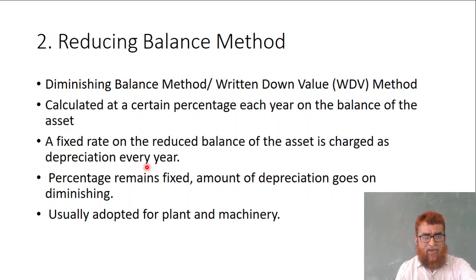So a fixed rate on the reduced balance of the asset is charged as depreciation every year. So the percentage remains fixed. The percentage of depreciation for all the years throughout the life of the fixed asset will be the same. It is a fixed percentage. But the amount of depreciation goes on diminishing. The depreciation amount in the first year will be more than the second year. So it goes on reducing. Usually this method is adopted for plant and machinery.